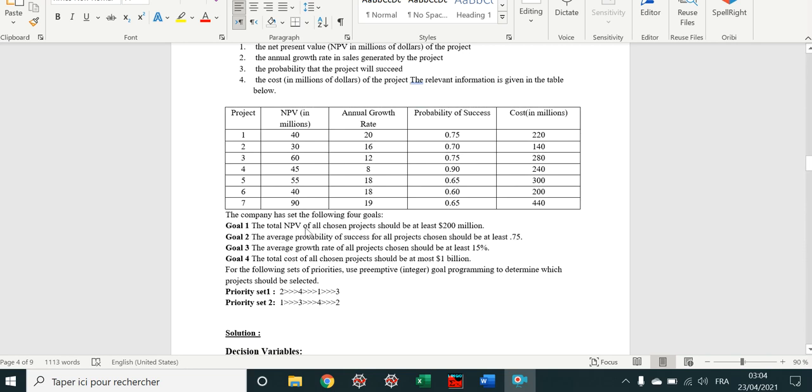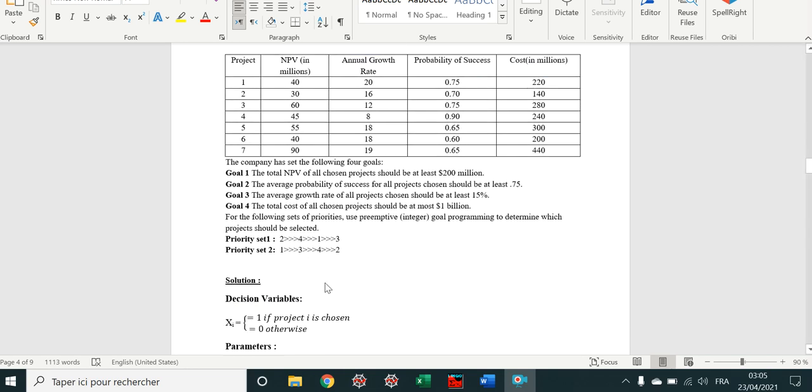Goal 1, the total NPV of all chosen projects should be at least 200 million. The average probability of success should be 75%. The average growth rate has to be at least 15%, and finally the total cost of the chosen projects should be at most 1 billion. Okay, this shouldn't be a problem.